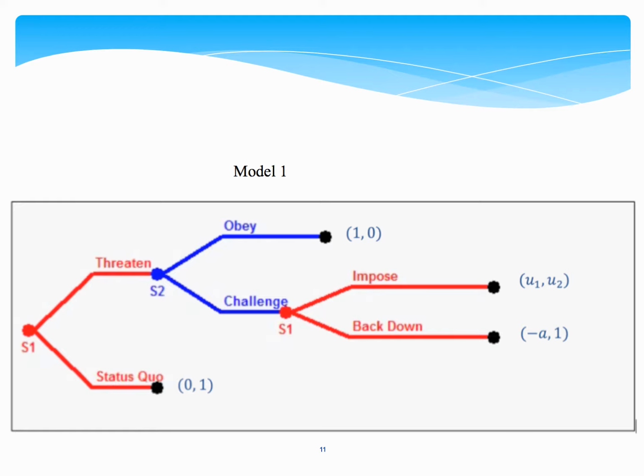And we see that S1 first threatens the sanctions and then imposes the sanctions, and S2, the target state, either obeys or challenges.